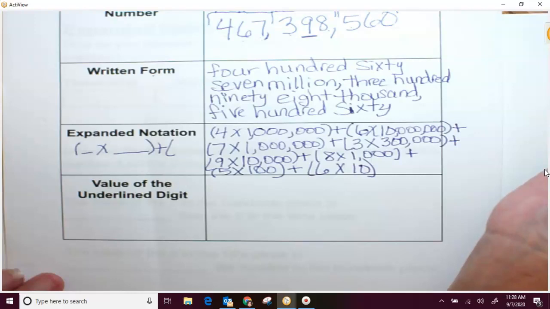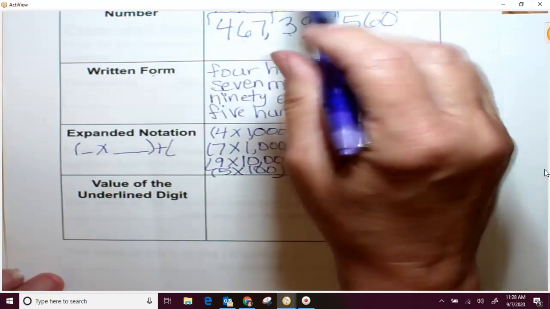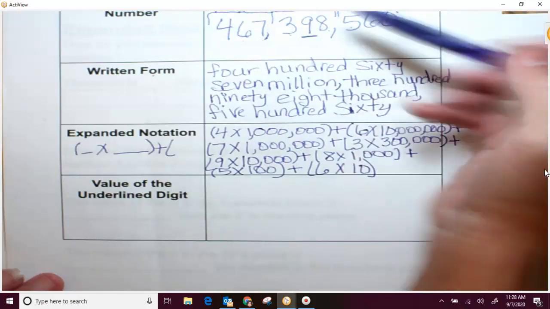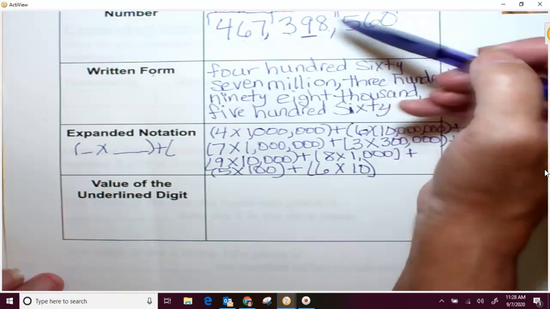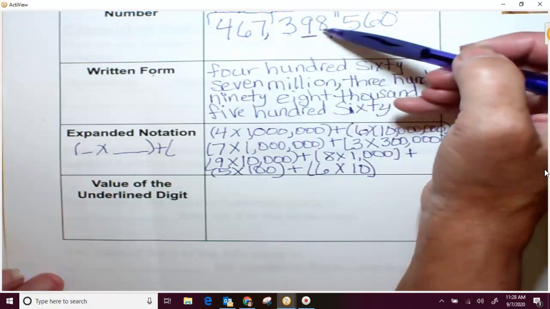So you do not have to put the 0, and when you're writing an expanded form, if you have a 0, you can leave it out. Just make sure that, like if I had a 0 here where the 9 is, I would have 300,000, and then I would have 8,000.